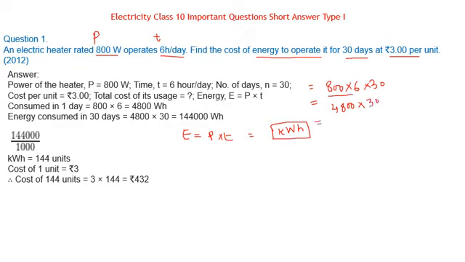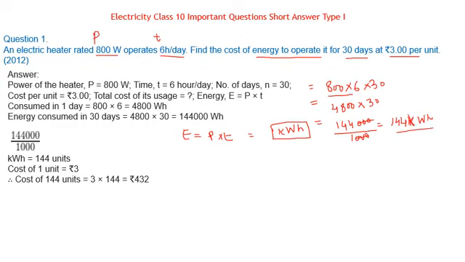So I'll be getting 144,000, but this is watt hour. We have to convert it into kilowatt hour. So to convert into kilowatts, I will divide by 1000. When I divide by 1000, I'm getting 144 kilowatt hour, with small k, capital W and small h.